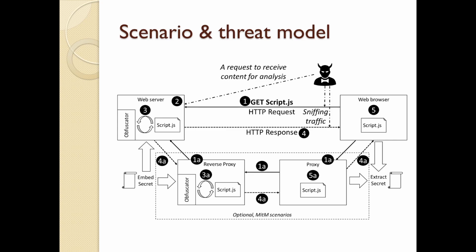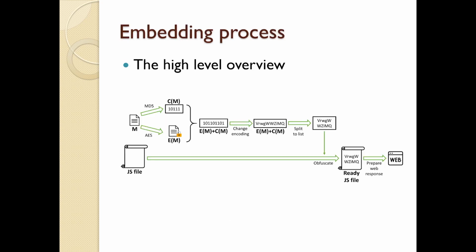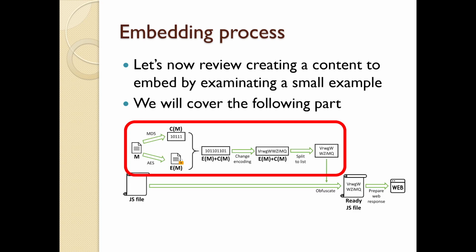Moreover, we may have a more complex scenario with a reverse proxy and a proxy involved. Then the obfuscation and embedding might happen on the reverse proxy, and on the proxy we might have the extraction process. The embedding process consists of two main stages: message generation and then embedding the message into the file. Let's review first the message generation stage by examining a small example.